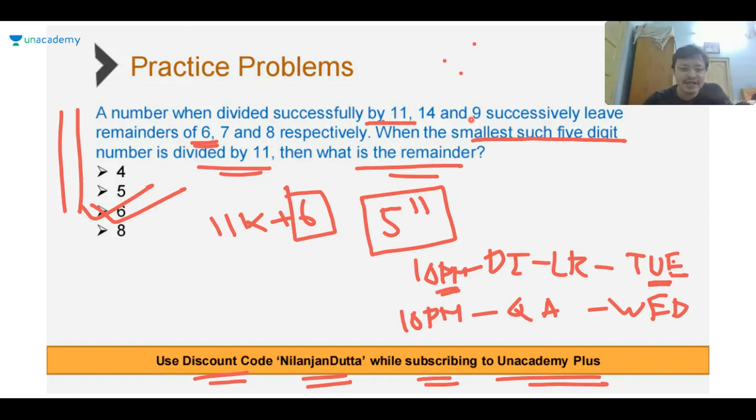Jyoti, the question says a number when divided by 11 leaves the remainder of 6. After that, what happens on dividing by 14 or 9 doesn't matter. The fact that when you divide it by 11 it leaves the remainder of 6 itself means the remainder is 6 when I divide by 11. What happens in the successive divisions doesn't matter. Hence, the answer is option C, that is 6.